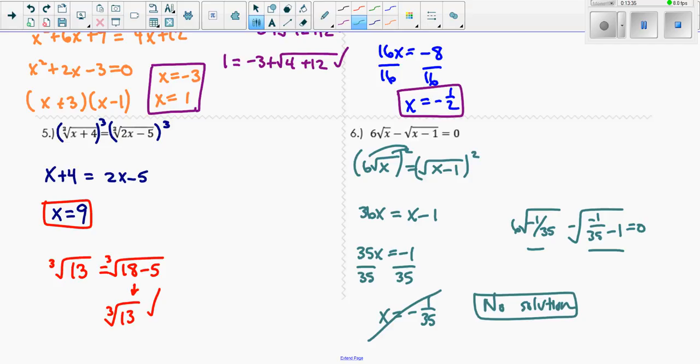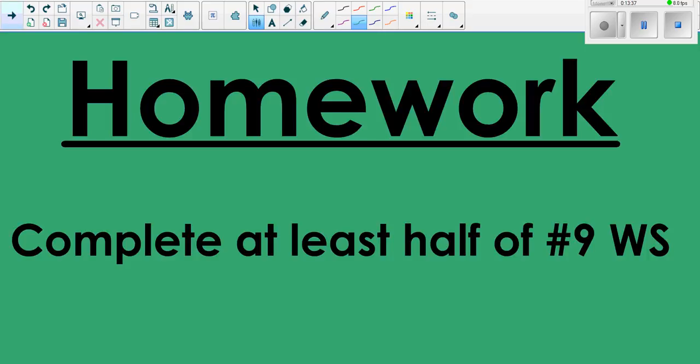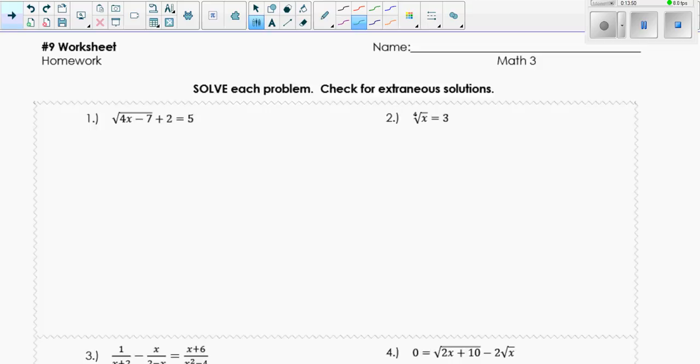Alright, so that should be a couple more problems with radicals. Your homework tonight is just to complete half of your worksheet. It's actually long just because I kind of mix and match the next 2 days. I would try to complete at least half of it. Feel free to complete more because then it's less homework that you have to do tomorrow night. But yeah, here's a bunch of solving.